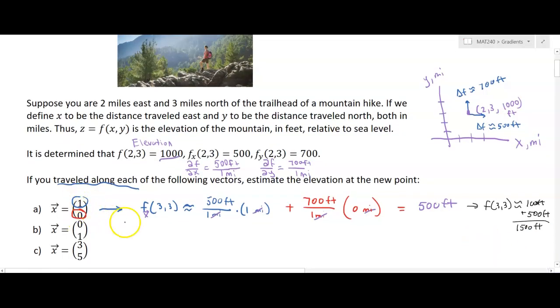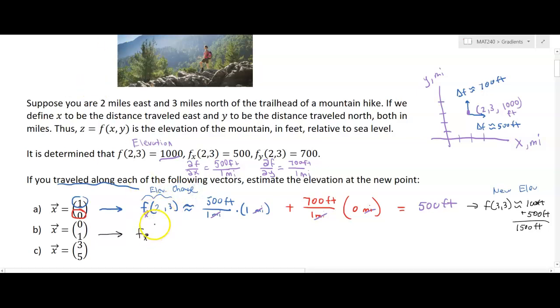Now the same kind of idea applies here. If we want to estimate the change in elevation by moving 1 unit, or moving in the direction of this x vector, oh, and by the way, right here, I should not have written 3, 3. This is the rate of change, and this was the rate of change associated with the point 2, 3. So before we split this up into 2 pieces, this here estimates the new elevation. This here estimates the elevation change.